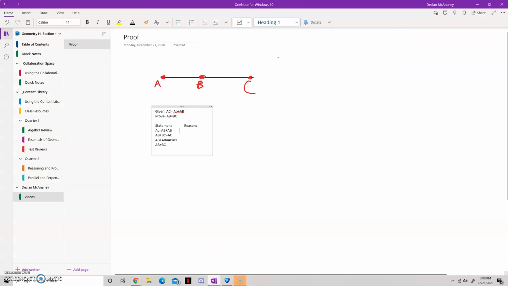Hello, and today on this portfolio I'll be teaching you guys how to solve proofs. And this one, it's just a line that has 3 points, A, B, and C. And we are given AC equals AB plus AB.